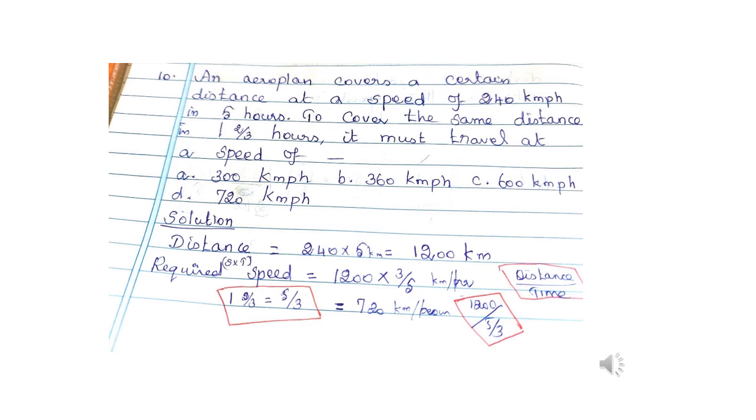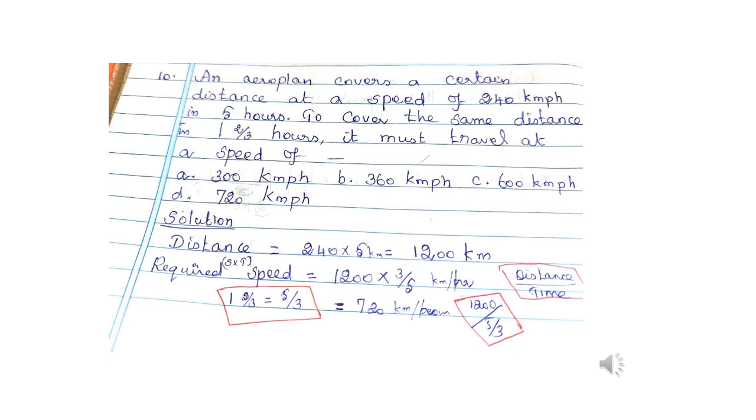hours. To cover the same distance in 1 2/3 hours, it must travel at a speed of dash. In this problem, first we have to find out the distance. The distance formula is speed into time. So 240 into 5. So 1200 kilometers. The speed formula is distance by time.